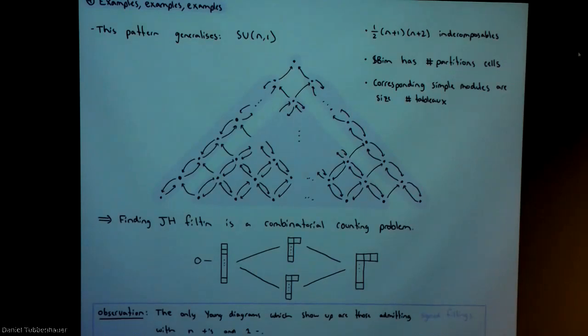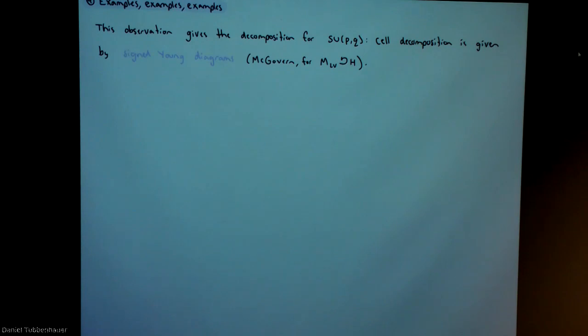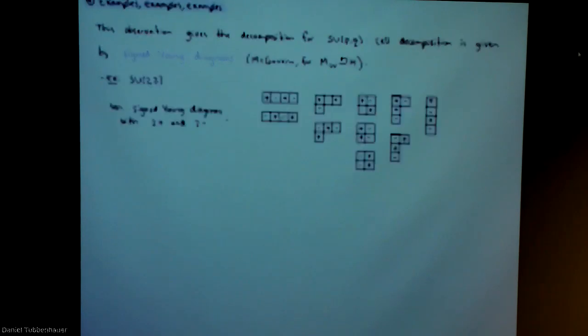And so this observation leads us to our final picture, which is that the same thing holds for SU(p,q). So SU(p,q) is a kind of interesting type A real group, and its cell decomposition is exactly given by some signed Young diagrams. And this, it turns out, is a classical result of McGovern for the Hecke algebra from the 90s, I think, is when he did this.